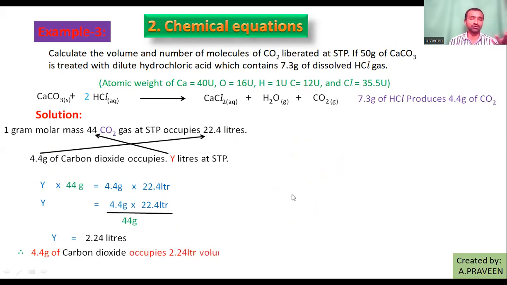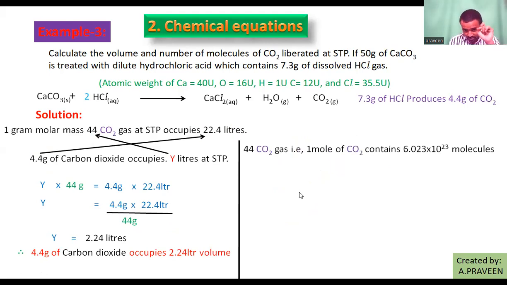the number of molecules. So we concluded that 4.4 grams of carbon dioxide occupies 2.24 liters of volume. Then what about the number of molecules? Same, depending on the gram molecular weight, 1 gram molar mass, that is 44 grams of carbon dioxide. So 44 grams of carbon dioxide contains 6.023 into 10 to the power of 23 molecules. Then what about 4.4 grams? Z molecules, unknown. I'm using X for mass, Y for volume, and Z for molecules.